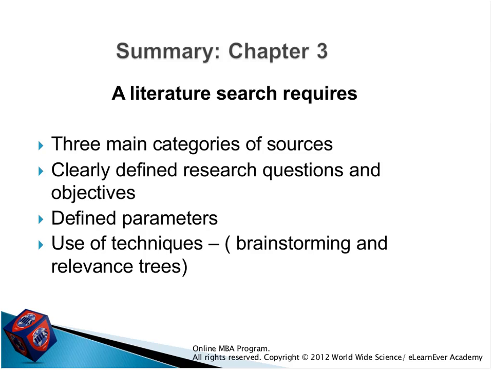A literature search requires three main categories of sources. Clearly define research question and objective, define parameters, use of techniques, brainstorming, or relevance trees. The three main categories of sources that I mentioned are primary, secondary, and tertiary. Clearly define research question and objective: it means that when you do your literature review, you always think about the answer to your research question and the objective of your research. And define parameters: each research has some keywords, some parameters, and when you do the literature review, you should focus on these parameters. Okay? And use of techniques, for example, brainstorming or relevance trees.